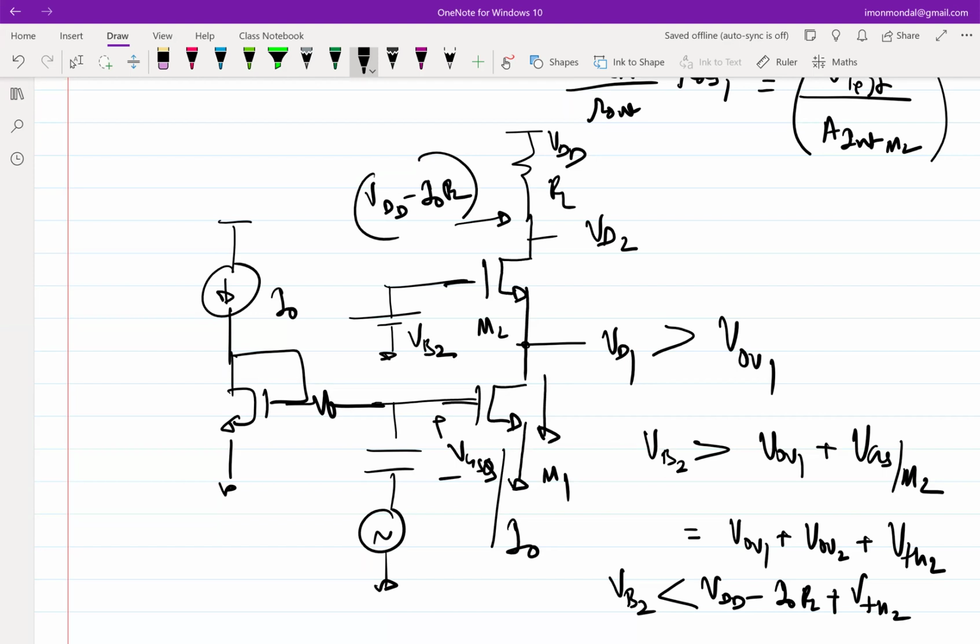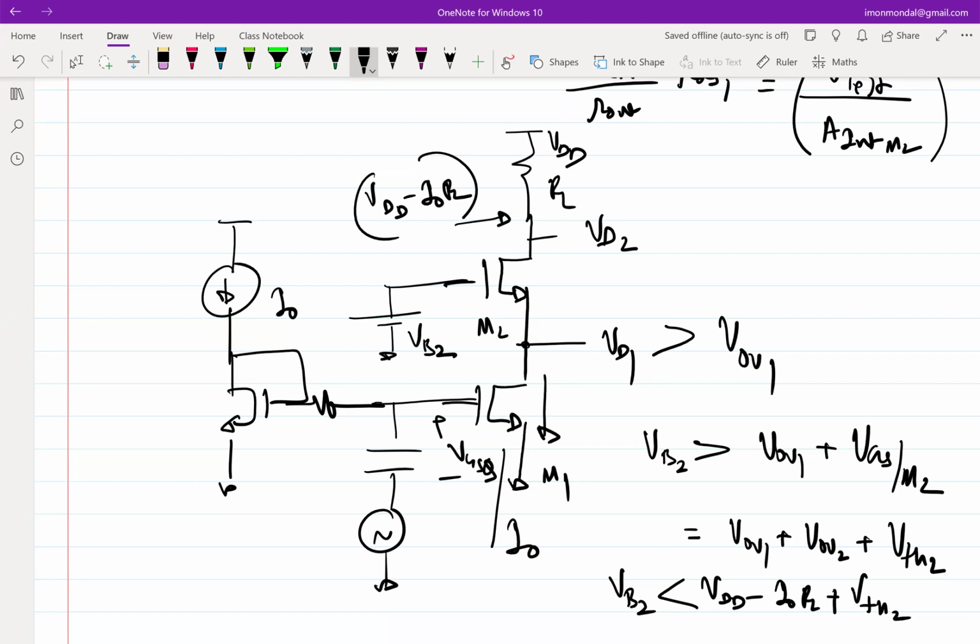Okay, fine. So now let me probe you a bit further. Forget about increasing VB2. What happens if I keep reducing VB2 beyond the minimum that we wrote? Yeah, M1 will go out of saturation, right? If I reduce VB2, VD1 will come down, but there is only so much it can come down before M1 goes out of saturation. So if I keep on reducing VB2, the transistor I should be checking is M1. Make sense? Question? Okay, fine.